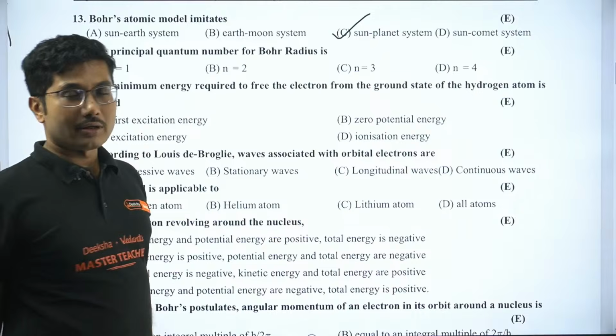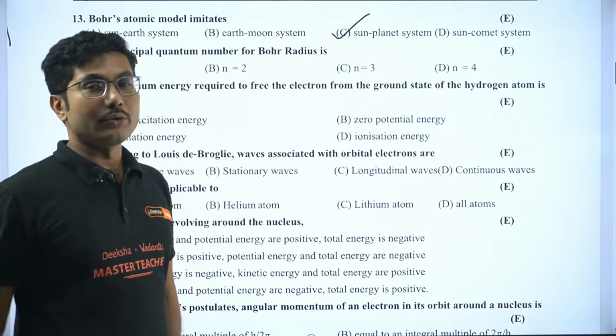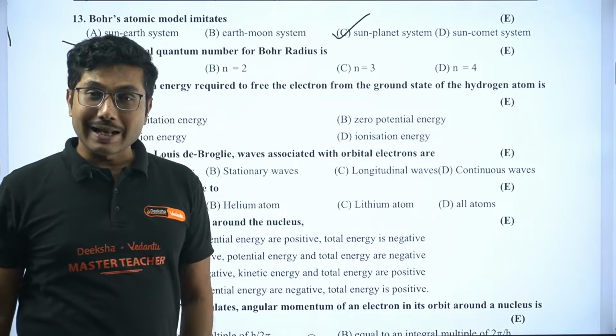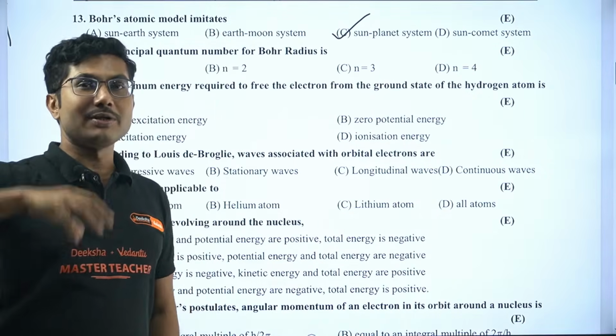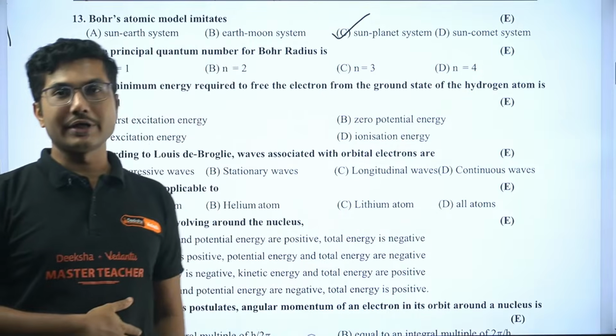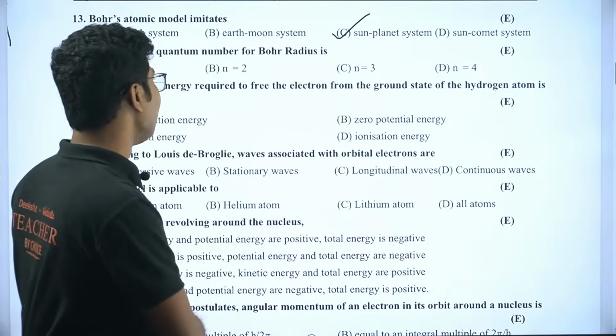Even though he did not say from where he took the idea, it is understood that it imitates the sun and planet system, because in our simplified model of the sun and planets we assume that all the planets are also rotating in circular paths. That's how we studied in our childhood, right?